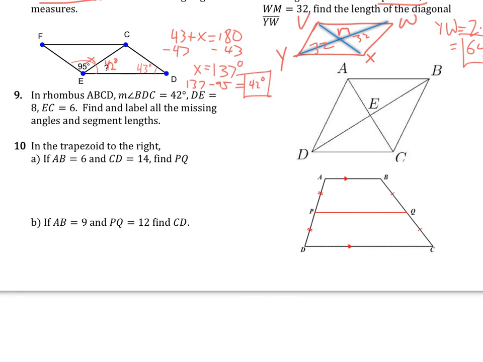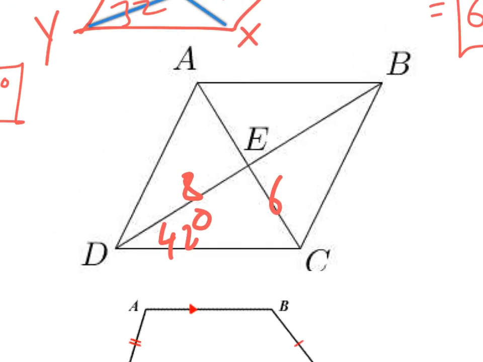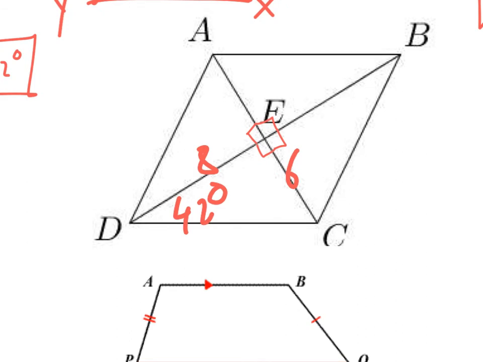In this rhombus over here on the right, we know BDC is 42. Write that in. We also know DE is 8, and we know EC is 6. We want to find all the missing sides and lengths. We know some special things about a rhombus. We know that we got 90 degrees in the middle. We also know the diagonals bisect each other, which has nothing to do with 90 degrees there. So these two parts will be 8 and 6 like their other halves.